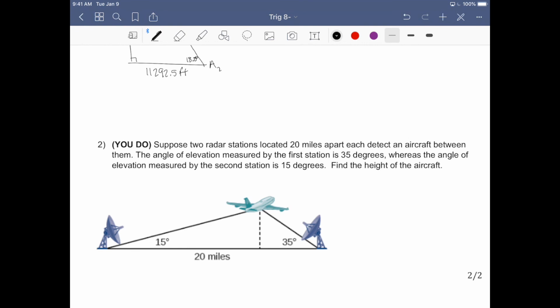So that was the first airplane problem, the more complex one. For number 2, it's a little less complex. You try this one and then we'll go over it in class. Suppose two radar stations located 20 miles apart each detect an aircraft between them. The angle of elevation measured by the first station is 35 degrees, whereas the angle of elevation measured by the second station is 15 degrees. Find the height of the aircraft. The picture is already drawn and pretty much labeled for you. You're going to have to find that dotted line right here. Use what you know about law of sines, law of cosines, or even right triangle trig to help you answer this question.